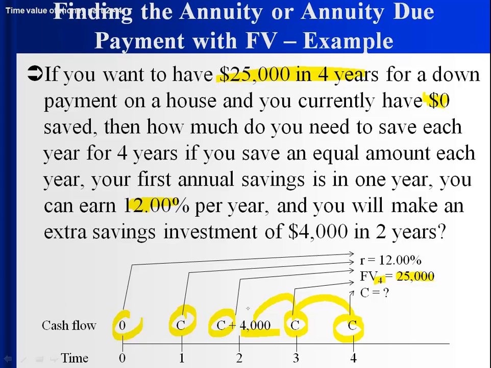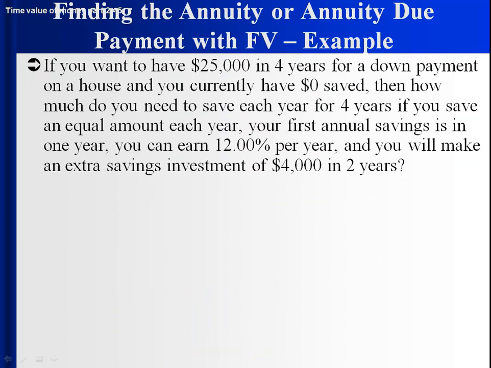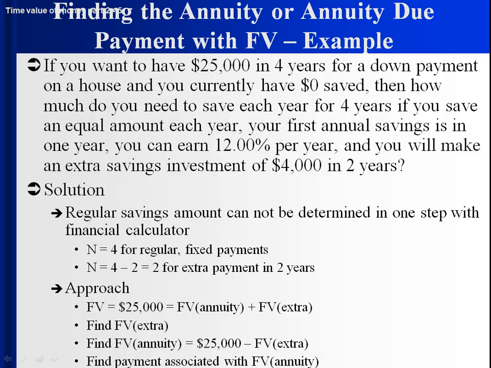Here, the 4,000 compounds for 2 years, from time 2 when we make it to time 4 when we want to know how much money we have. So in this case, n is 2 for the extra payment and n is 4 for the 4 payments. So we have to do it in 2 steps: we figure out how much the 4,000 will be in 4 years, and then we know that these regular payments have to contribute the rest. So as I noted before, you've got 4 and 2, and that's going to be our approach.